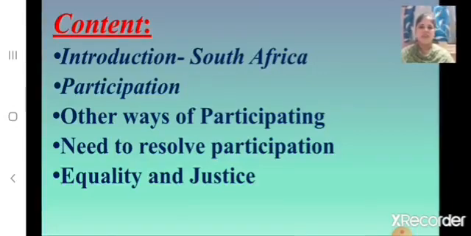So children, today we shall learn about South Africa and about participation, that is how people participate in the democratic process of the country.